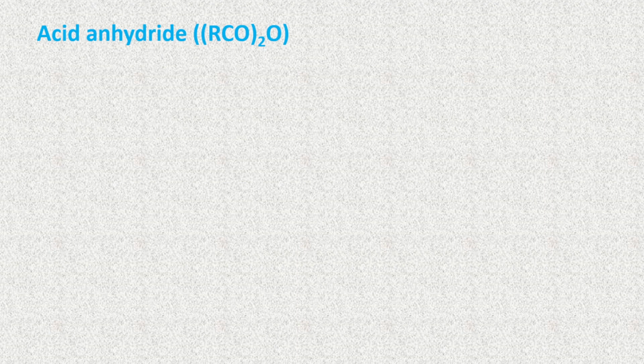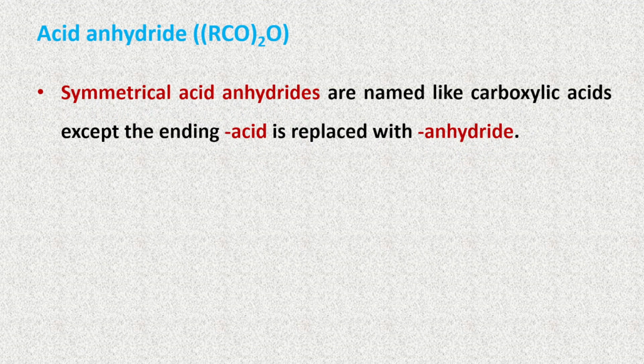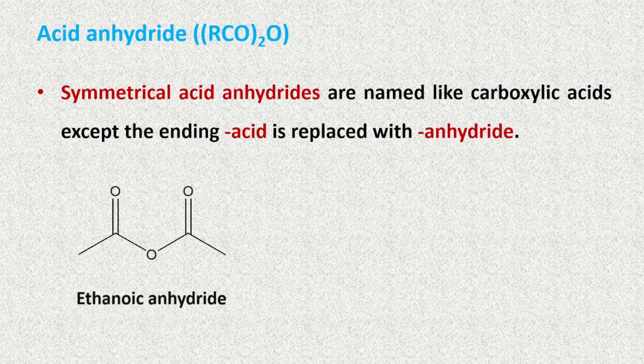Acid anhydride. A symmetrical acid anhydride is also named like a carboxylic acid, except the ending acid is replaced with anhydride. For example, ethanoic anhydride and propanoic anhydride.